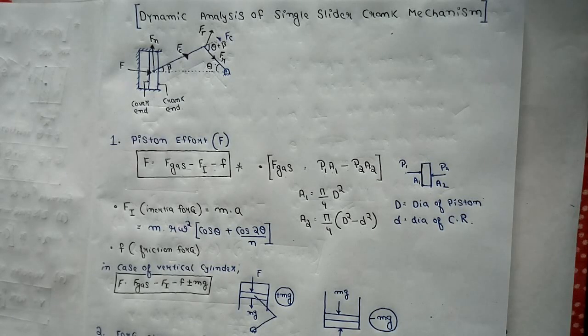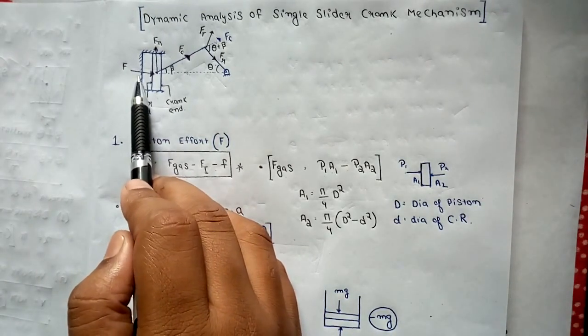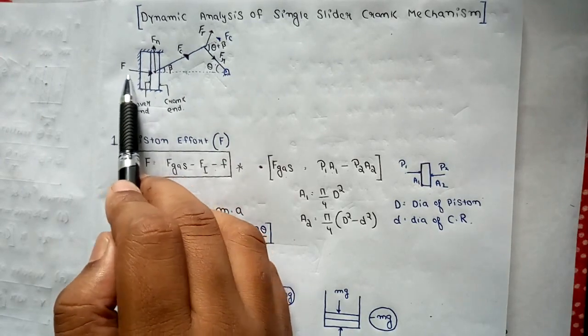In the last video, we had a detailed discussion on kinematic analysis of the single slider crank mechanism. In this video, we are going to see the dynamic analysis of the single slider crank mechanism. So basically in this chapter, we have to find the different forces which are acting on a single slider crank mechanism. So first of all, here F is a crank force which is acting on the piston from the cylinder side, from this side.